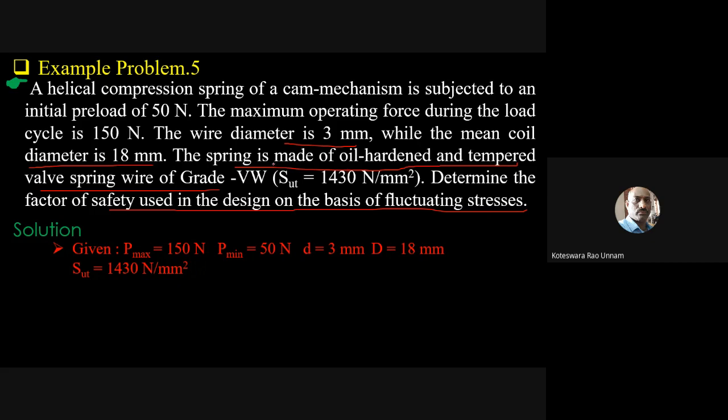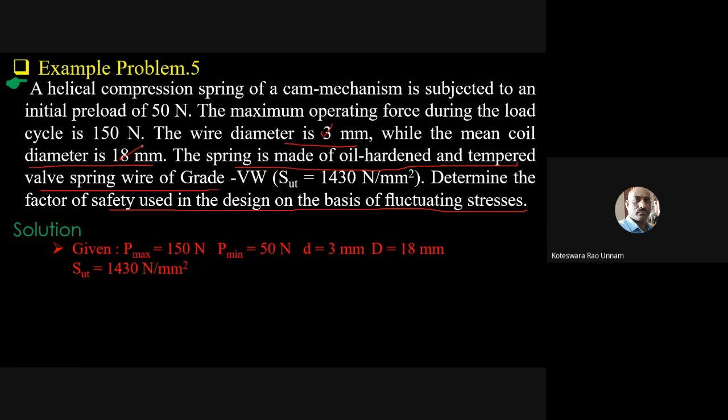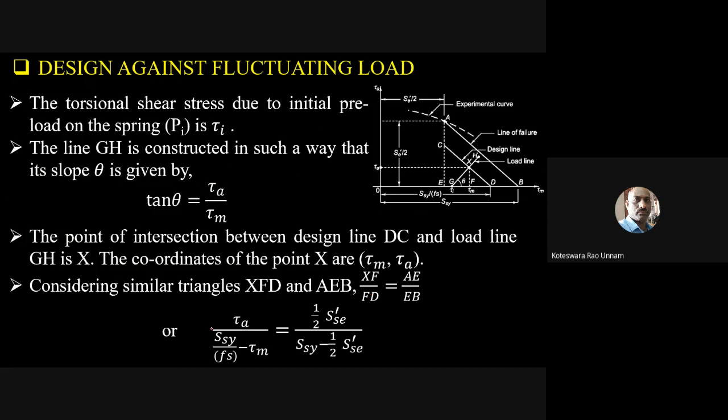Okay, I think you might have noted it down. Now we'll see the solution for this problem. If you look at the problem data, he has given all the parameters of the spring: the wire diameter, which is 3 mm, and the mean coil diameter. That means there is no need to design anything here because the dimensions of the spring are already given. That's why the problem asks us to calculate only the factor of safety against the fluctuating stresses. So you need to use this particular equation.